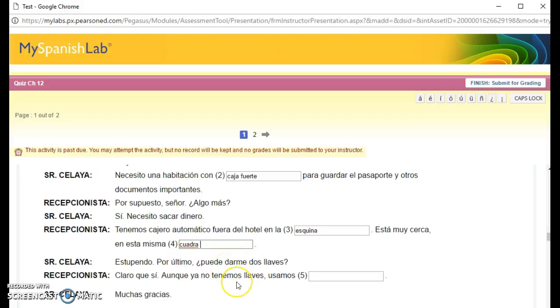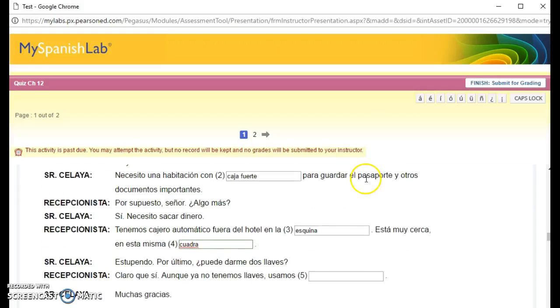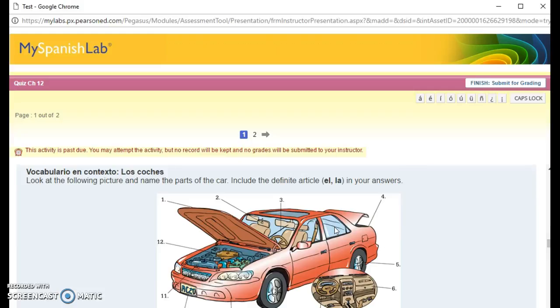Yes, of course. Even though we don't have keys, we use, what do we use? We use tarjetas magnéticas, right? Magnetic cards. There we go. Okay. All right, and more vocabulary.